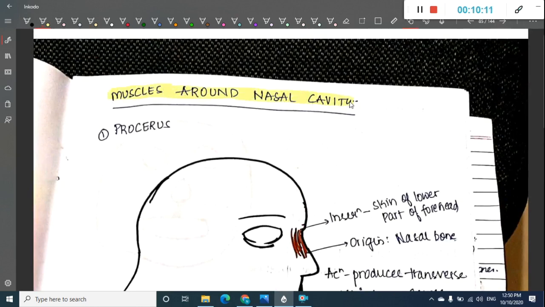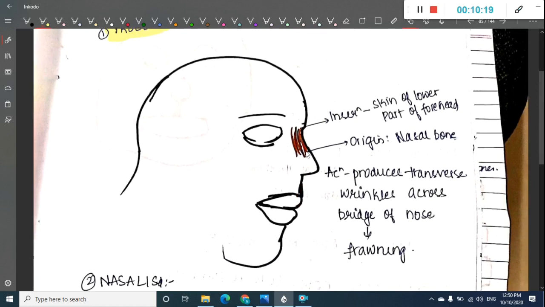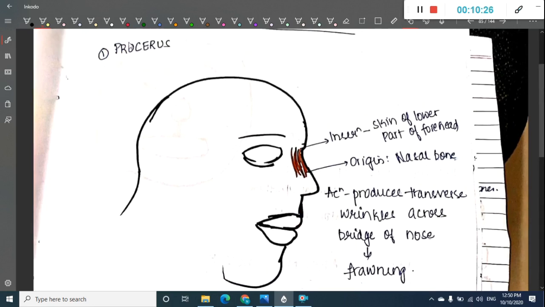The muscles around the nasal cavity include the following. This is the muscle called procerus. So what is this procerus? It originates from the nasal bone and gets inserted into the skin of the lower part of the forehead. So this is the procerus.